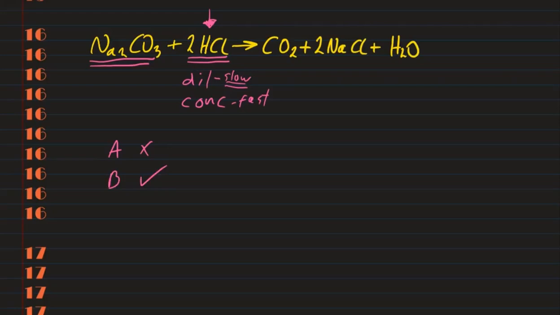You might have to wait a little longer, but you're still going to make the same amount. For C, the total reaction time, no, the dilute one's going to take longer. And D, the average rate of production, no, the dilute ones are going to have a slower average rate of production. So the answer is 16B.